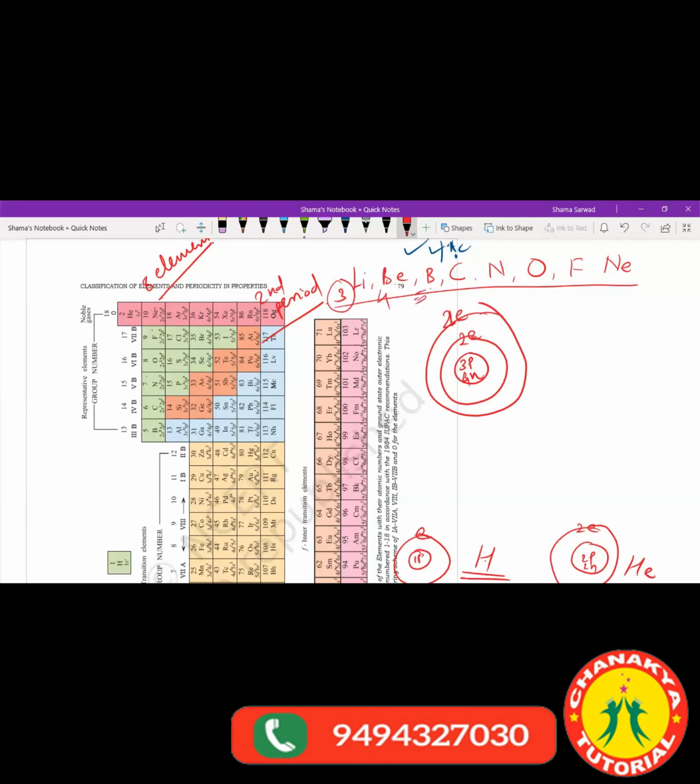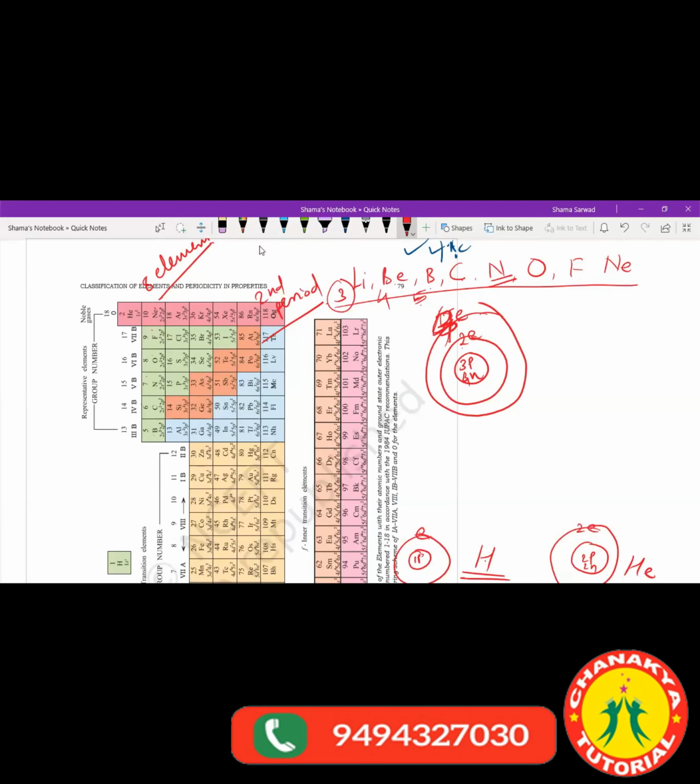Atomic number is 5. So atomic number is equal to number of protons, and number of protons is equal to number of electrons. So for boron, if atomic number is 5, then the number of electrons is also 5. So it will be 2 and 5. Sorry, 2 and 3. Total it would be 5, right? When you go to carbon, what happened? It becomes 4 electrons. When you go to nitrogen, it becomes 5 electrons. Isn't it? Yes?